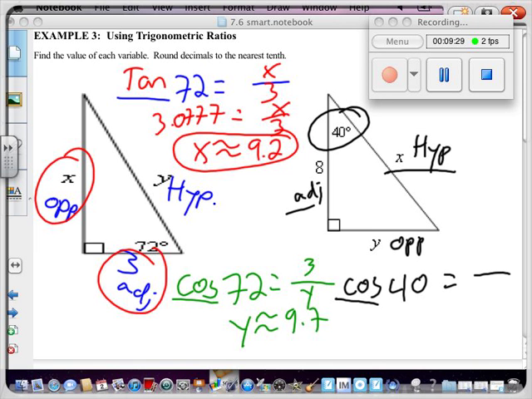Elijah, you want to do it? Eunice? We're using cosine of 40. What's cosine say? So which one's adjacent? Okay. Good. Good. So we know that 8 divided by cosine 40 and we get 10.4.